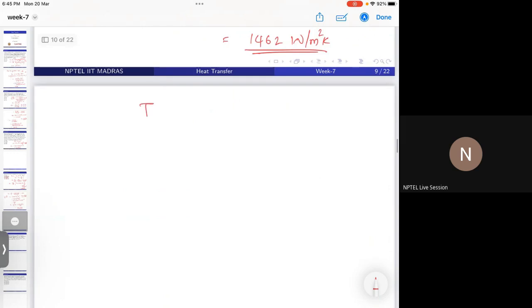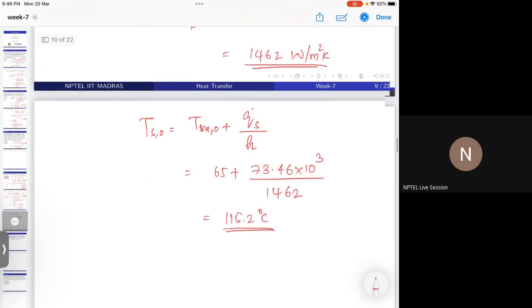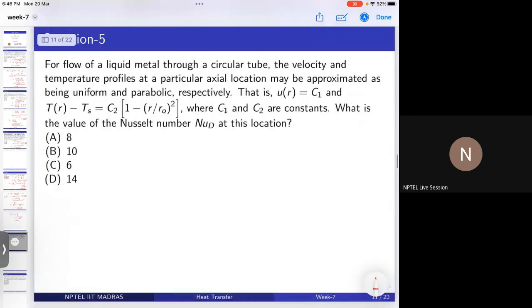So now everything we have found out. Can you please find out what is the surface temperature? This is 65 plus 7.3 into 10 raised to 3 divided by 1462. Sir, it's 115.2. Yeah, this is the surface temperature of the tube wall at the exit. Okay, so then we will move on to the next question.